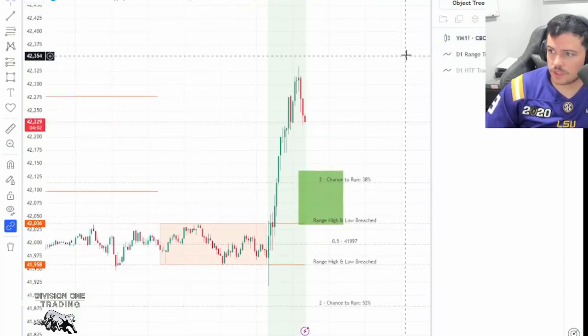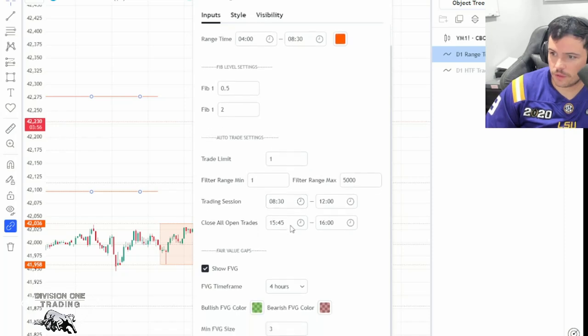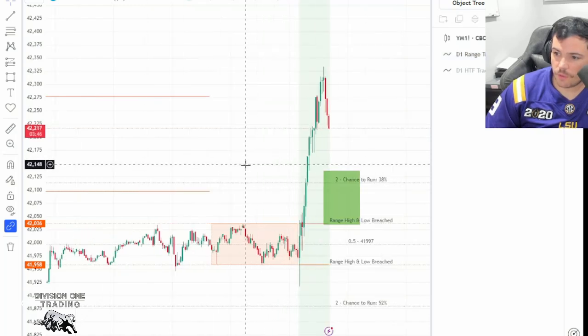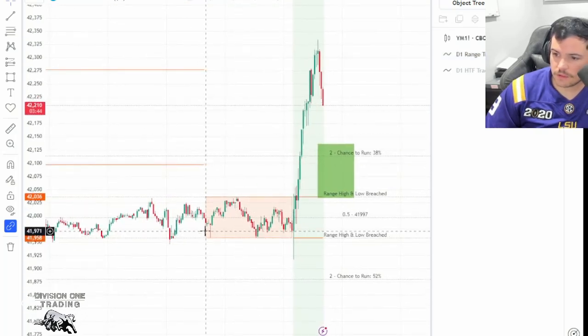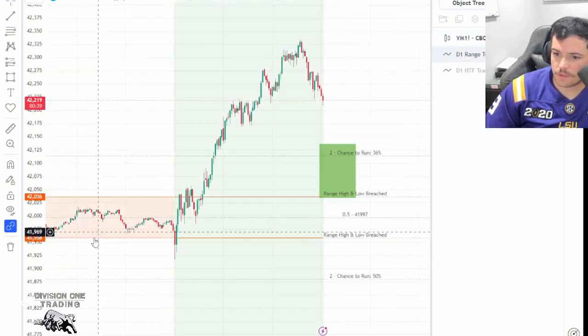So this specific range here is from 8:30 to 12. Or excuse me, range time is going to be the 4 to 8:30. It's looking for trades between that time. So right here, it's going to gather all the data between 4 and 8:30. You can see right here, it's New York time, so 5 and then 9:30. So right here, we go to the 1 minute.